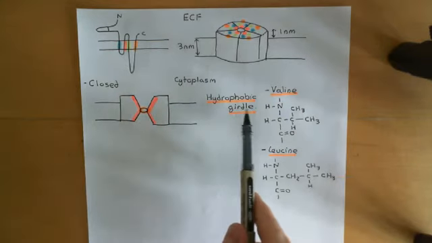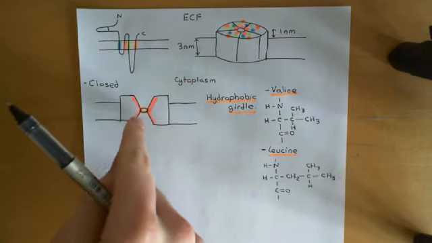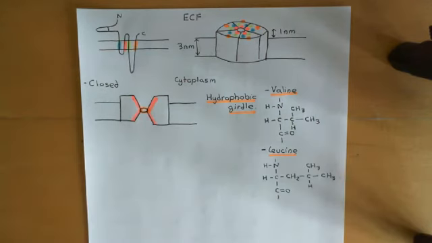A girdle is just something that you can put around your waist, similar to a belt, that can fasten it up, basically. That's why this is called a hydrophobic girdle, because it's narrowing the waist, if you like, of the M2 alpha helix bundle. So that's what keeps the channel closed, basically, this hydrophobic girdle keeping the M2 helices close to one another.